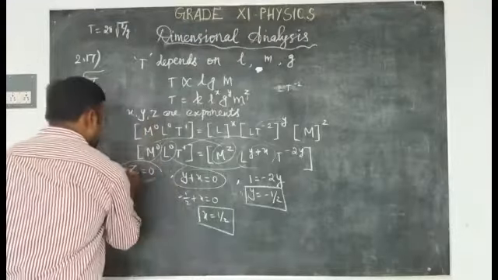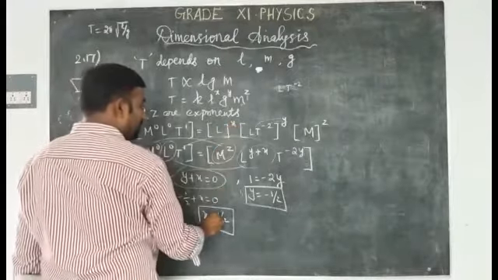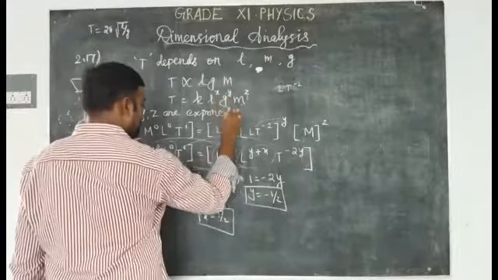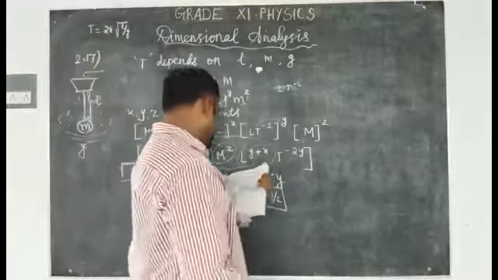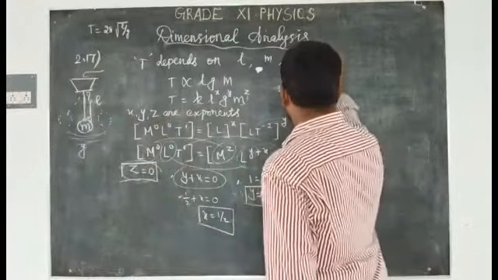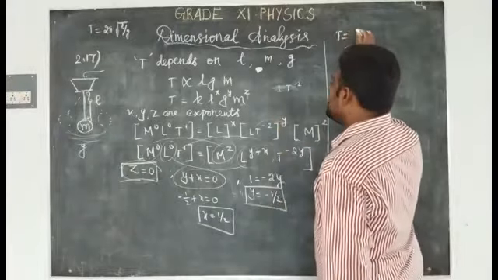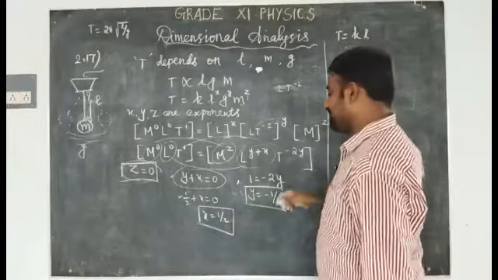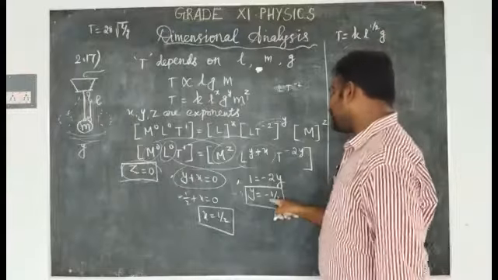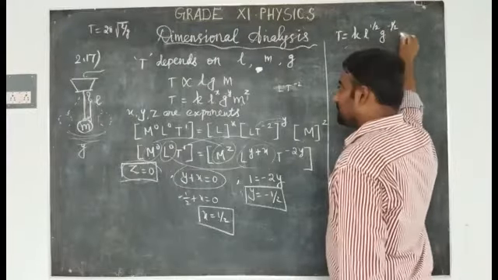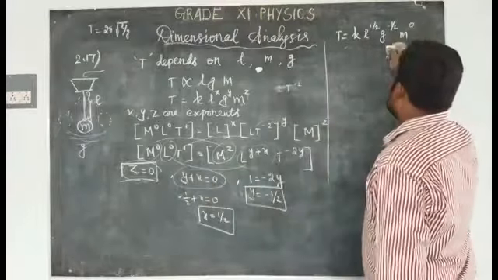So we have determined the values of the exponents. The exponent for x is 1/2, for y it is -1/2, and for z it is 0. Okay? The next step: substitute these exponents x, y, z in the main formula. Therefore T is equal to k into L power x. What is x? 1 by 2. Then g power y. What is y? Minus 1 by 2. Then mass power z. What is the exponent value of z? 0. Then what do we get?